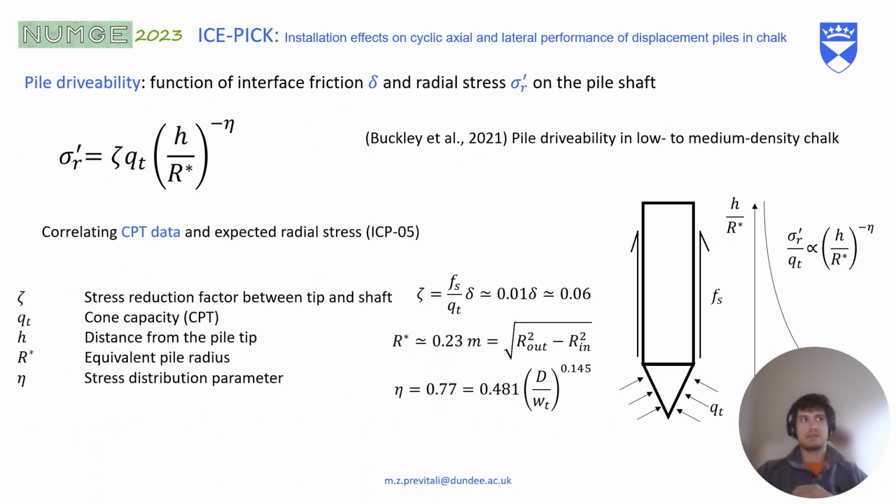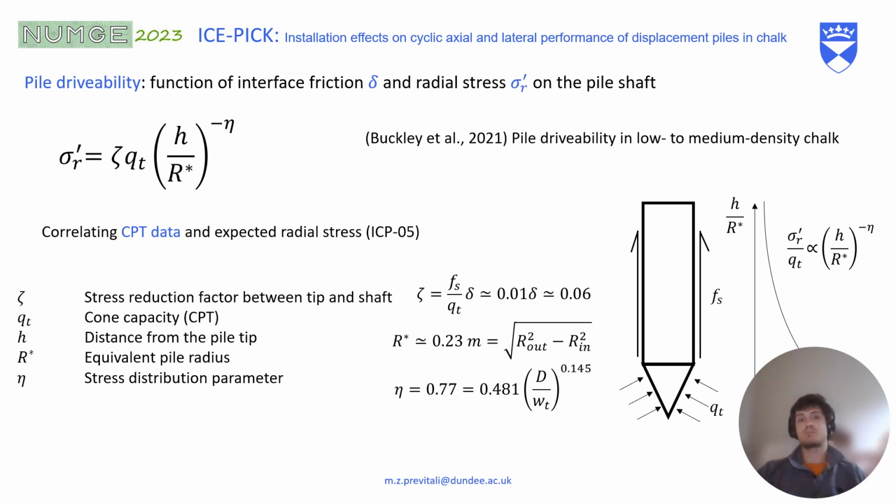Then the other component we're interested in is pile durability. Buckley et al. 2021 provided this formula that correlates the cone resistance obtained from CPT data to expected radial stress during driving. And so this formula says that the radial stress profile along the pile is a function of the cone capacity during installation of CPT, the normalized distance from the pile tip, and two fitting parameters.